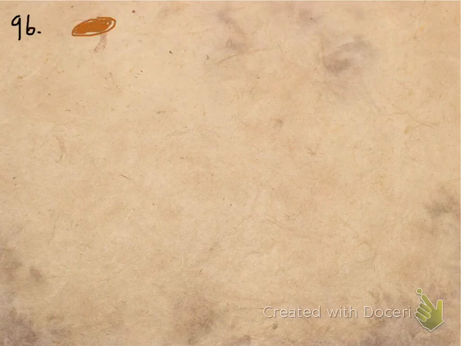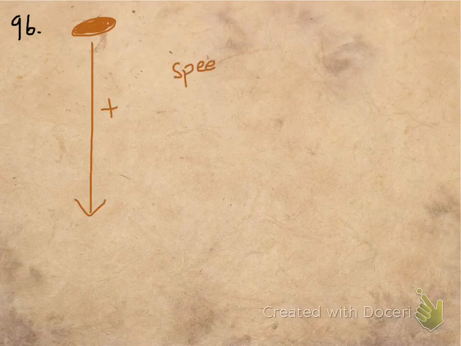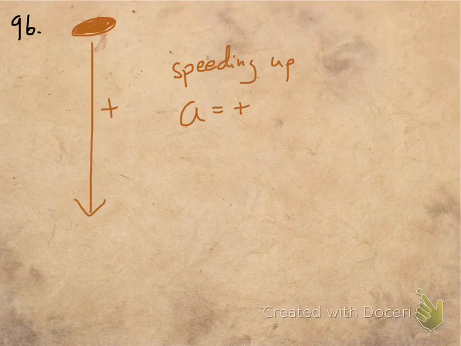Number 96, we're in free fall mode now. We're dropping a penny. The question is, if the down direction is positive, what will be the acceleration of the penny? Well, if the down direction is positive and you're speeding up in the down direction, your acceleration must also be positive. Because anytime you're speeding up, the sign of the direction and the sign of the acceleration must be the same.